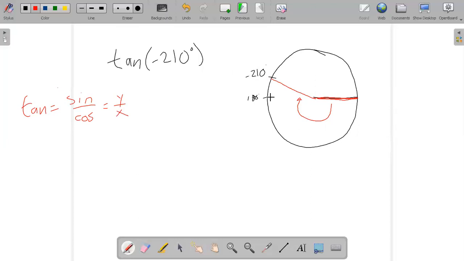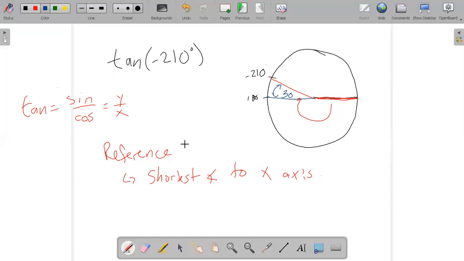There's another method that you can use if you'd like. You could also find the reference angle. Again, this is something that we've talked about, and that might be something that helps out in the future. So the reference angle is the shortest angle to the x-axis. If I look at this right here, this is the shortest angle to the x-axis, which is 30 degrees. So I could use the reference angle to help me out with that. Because if you look at your unit circle, negative 210 shows up right here.